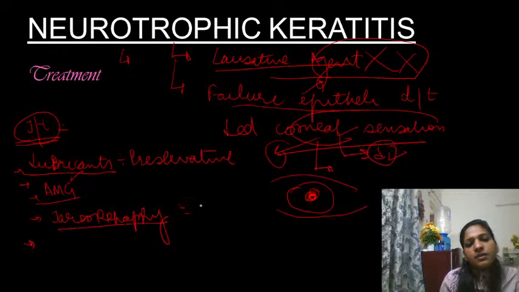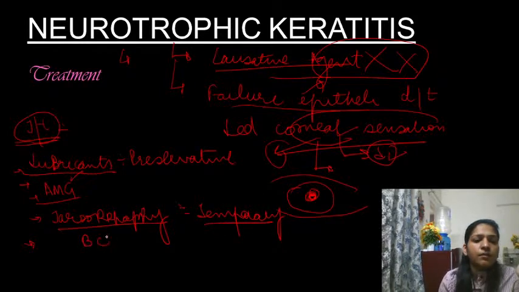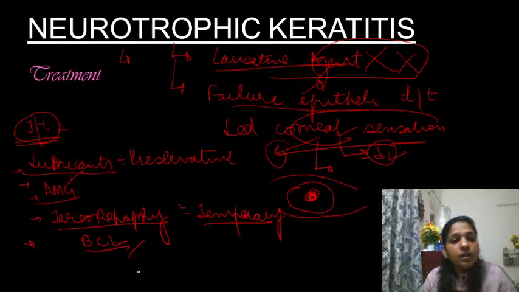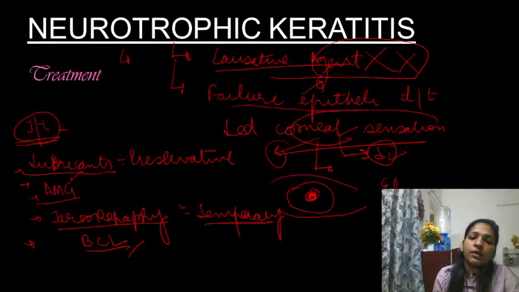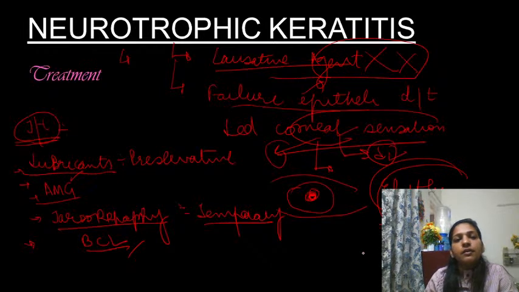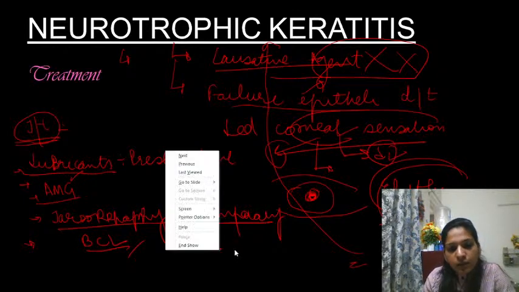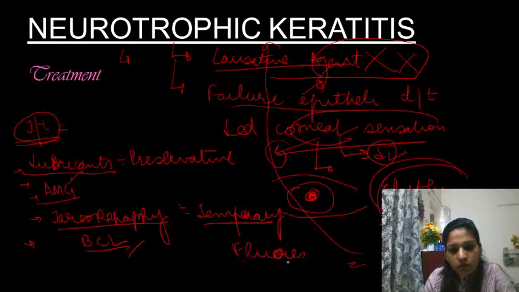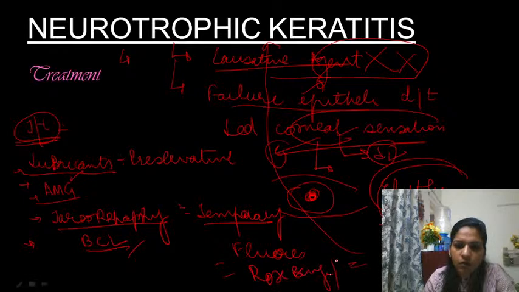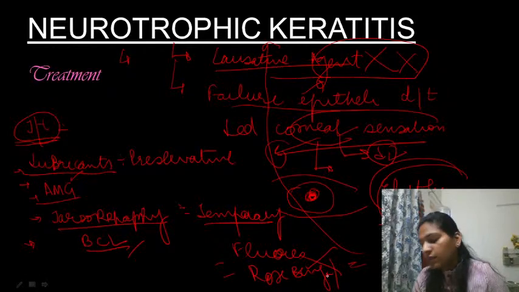So it is temporary tarsorrhaphy. We can put a bandage contact lens also. And one thing I want to tell you is that the epithelium is not stained by any dye in neurotrophic keratitis because there is no causative agent present. No staining, neither with fluorescein nor with rose bengal. Not stained with any kind of staining.